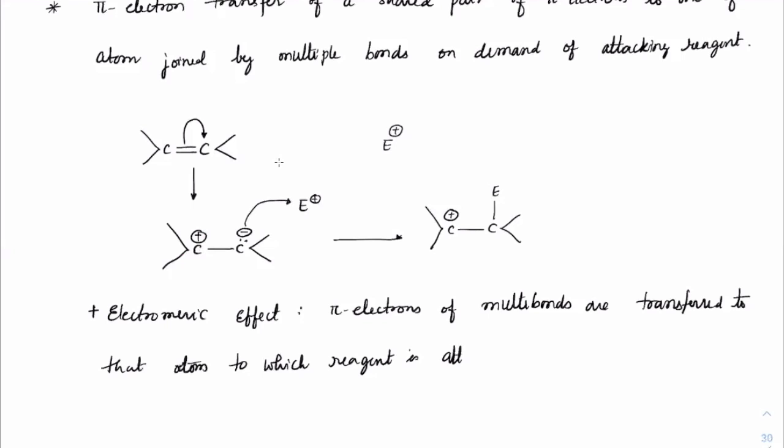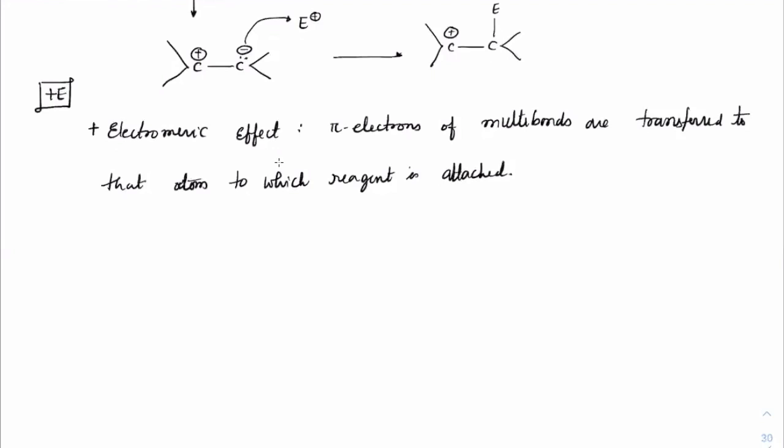Another simple way of understanding: which is the main chain in this molecule? The main chain is this carbon double bond carbon only. Either the main chain goes like this or like this, but these two carbons fall on the main chain. When the electron distribution happens only on the main chain, it is called plus E effect, or plus electromeric effect.